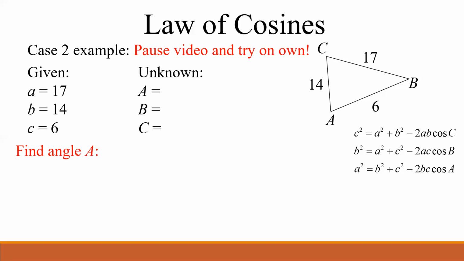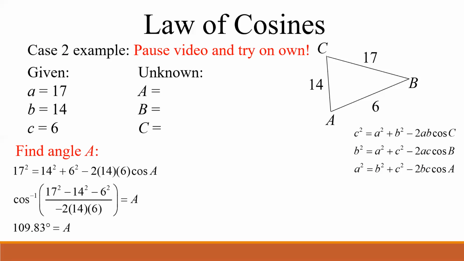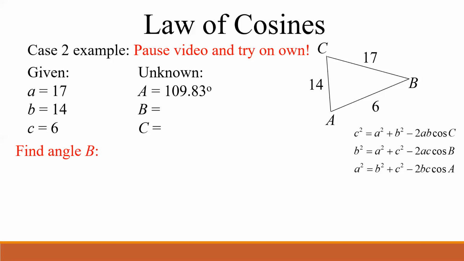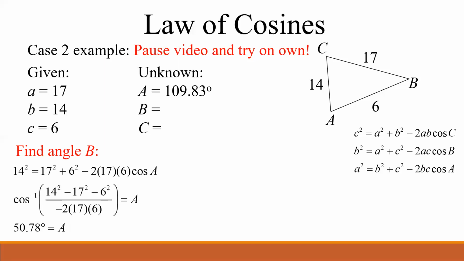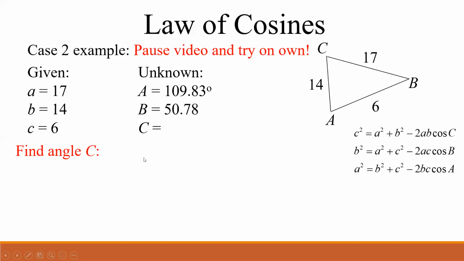Okay, so again, finding angle A, plugging in all the numbers, isolating, put it in the calculator. So we have angle A is equal to 109.83 degrees. Same thing for angle B, plugging all the numbers in the correct order, isolating. Oh, and I just realized I made a little typo here. This should obviously be angle B. I apologize about that. That should be angle B right here. But angle B will be 50.78. And then finally for angle C, just subtract all those guys.